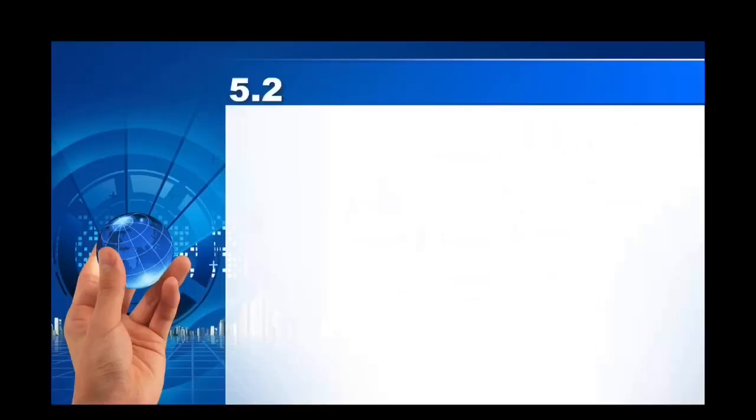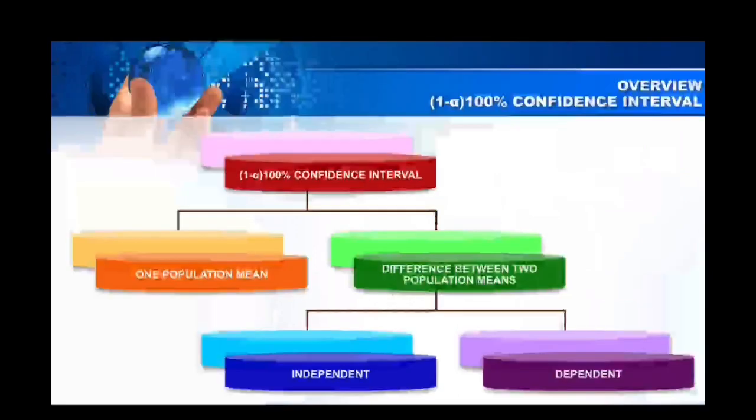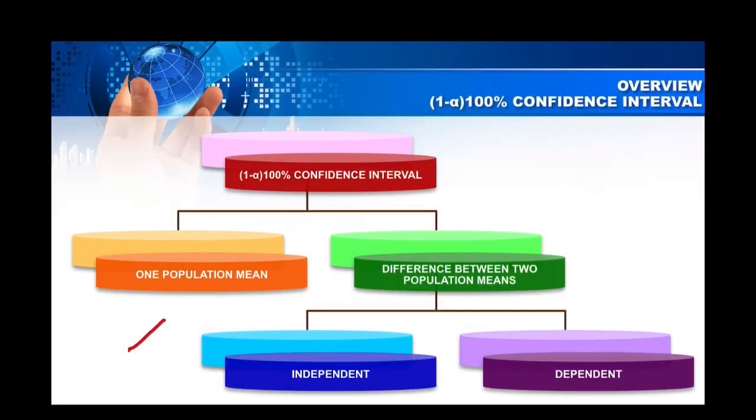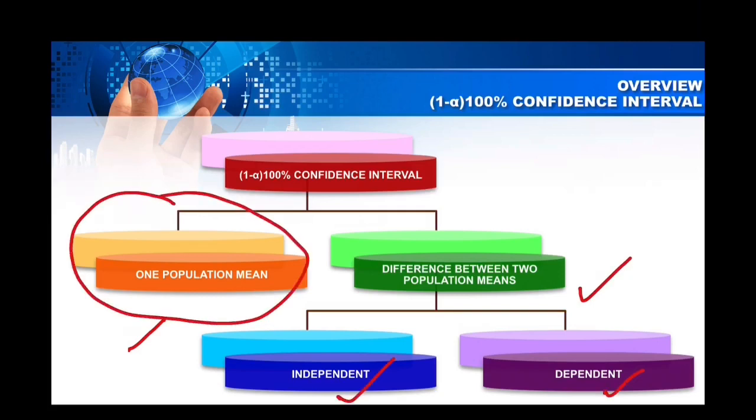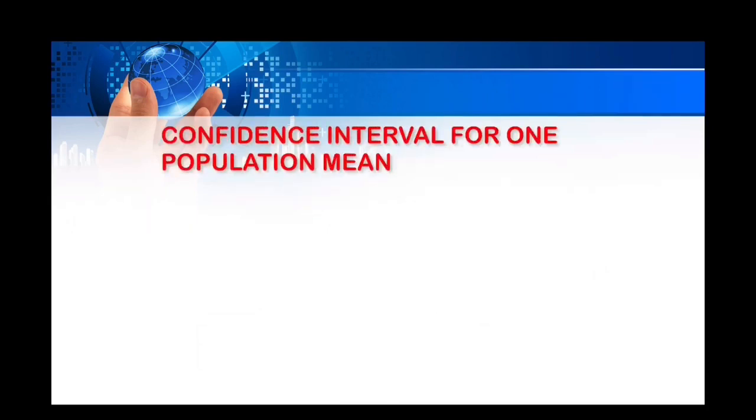After the introduction of confidence interval, we will have statistical analysis for one population mean. So we want to construct the confidence interval for one population mean, only one mu. We have two population means, independent and dependent. Now we'll focus on this one population mean.